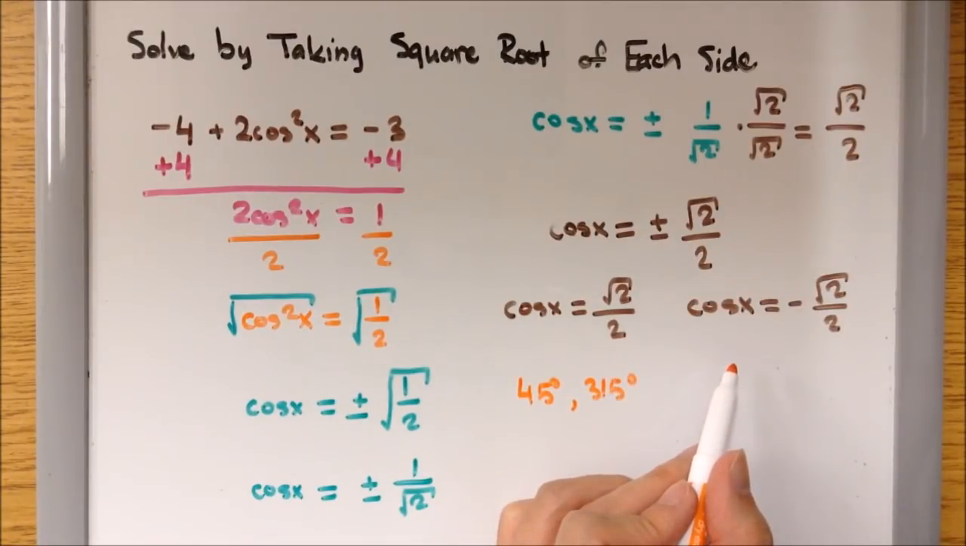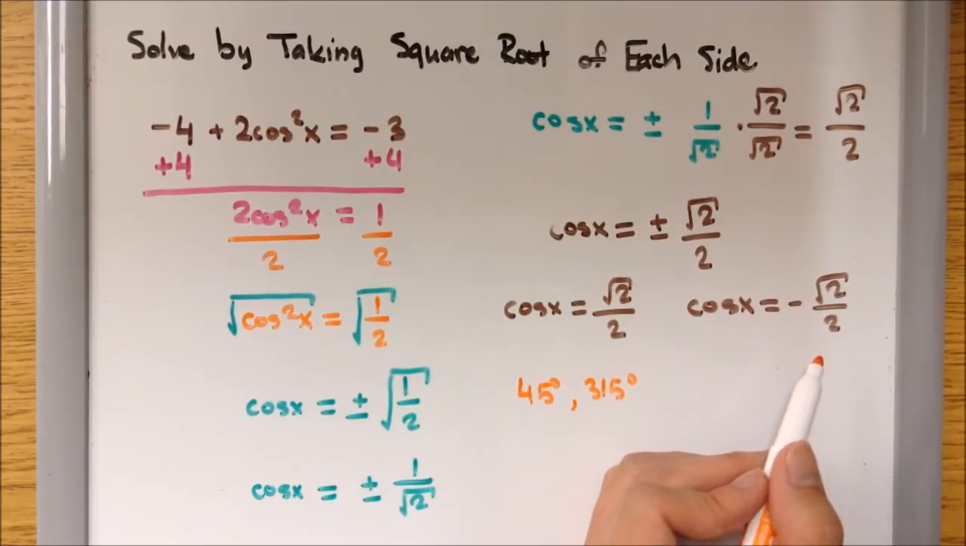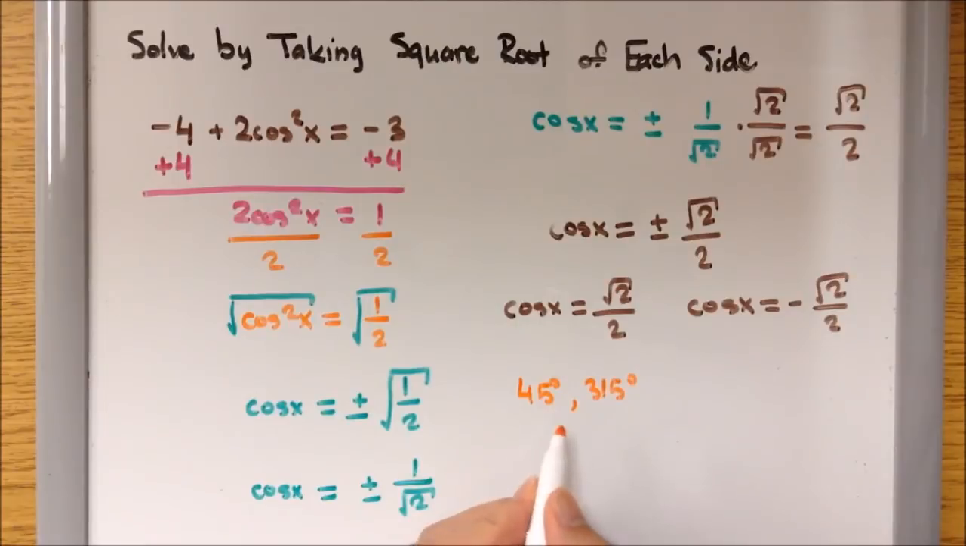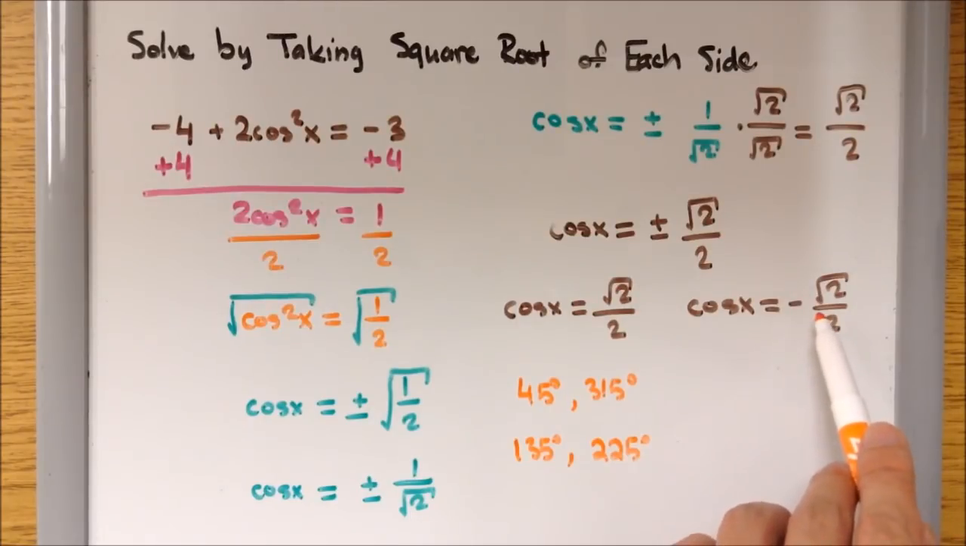Now if we're doing negative square root of 2 over 2, then there's actually two. One in quadrant 2, which is 135 degrees. And then the other is in quadrant 3, which is 225 degrees. So we got the 4 degrees for when cosine of x equals square root of 2 over 2, and when it equals negative square root of 2 over 2.